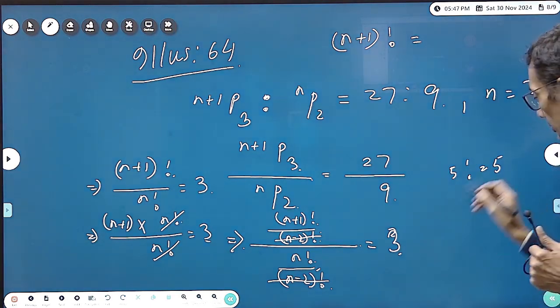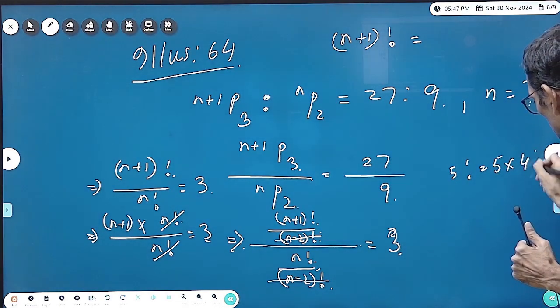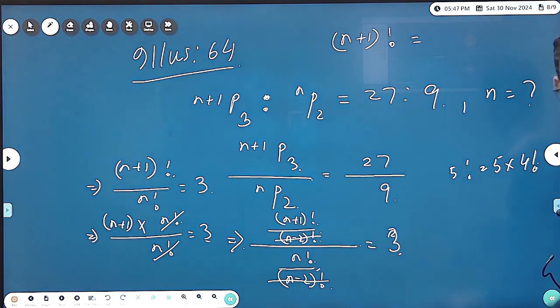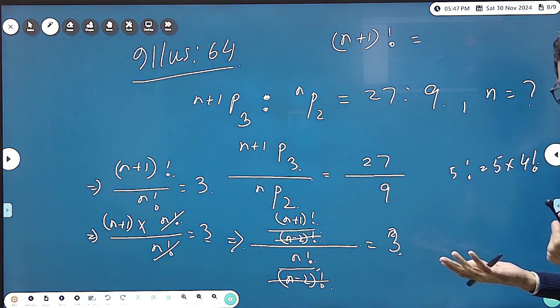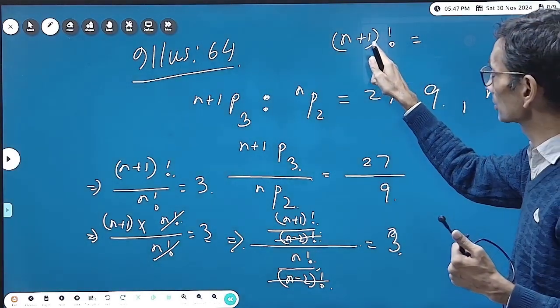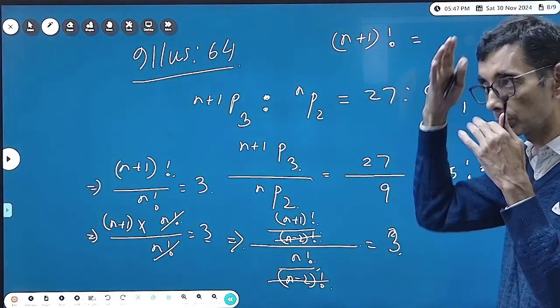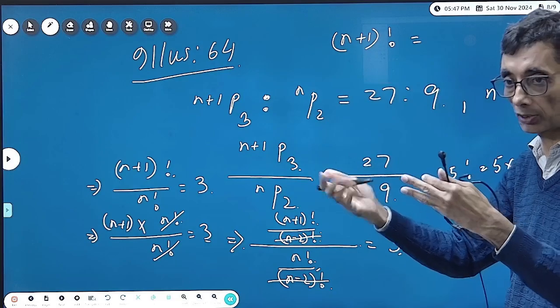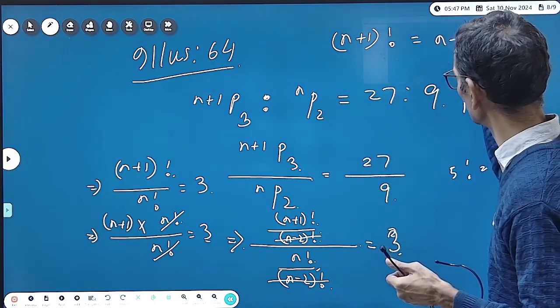Then what will be left out? Yes, multiply up to 4 factorial. Similarly, you don't need to multiply up to n plus 1. Say you don't want n plus 1 to be out from the factorial, so just take it out.